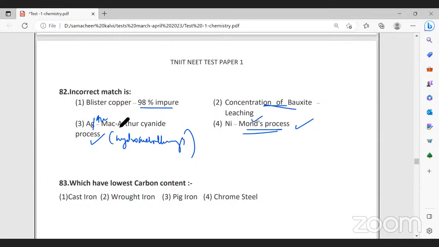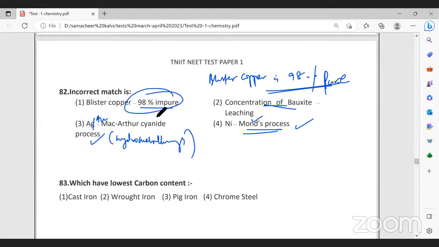Now, blister copper. Blister copper is 98% pure. The option they have given is 98% impure. In a hurry, we overlook this. So you should carefully take time to read the options. They asked for the incorrect match. Blister copper is 98% impure. It is an incorrect match. Therefore, this is the right answer for this question because blister copper is 98% pure.